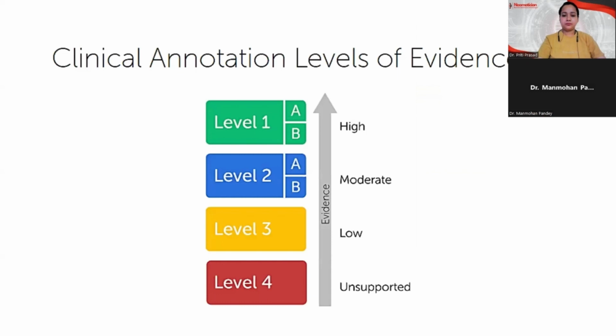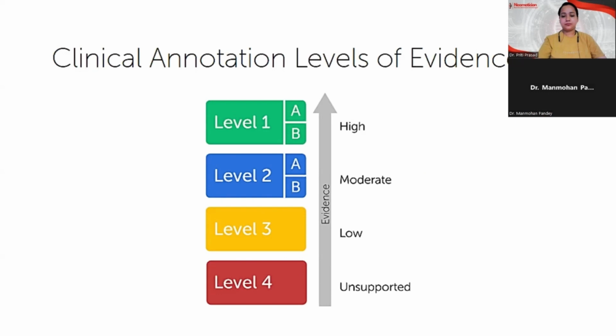Now for clinical use, we have different levels of evidence. For any pharmacogenomic evidence, we ask what is the strength of association of a certain drug, and whether we should follow that guideline or not. So that is the clinical annotation level of any evidence.